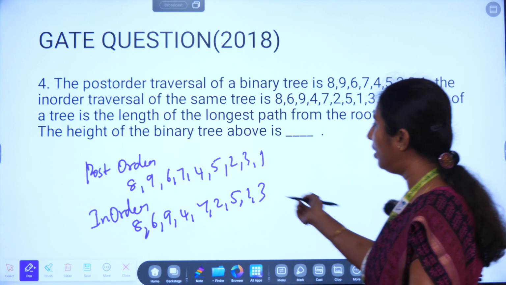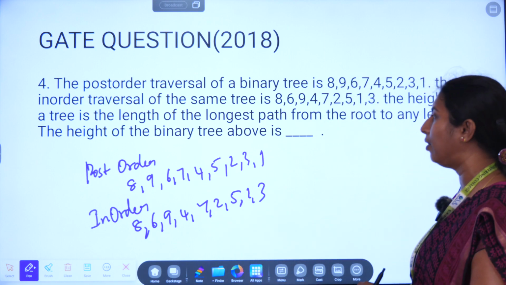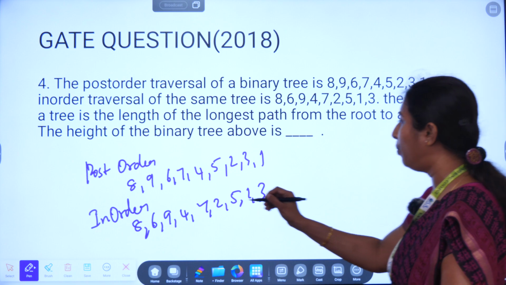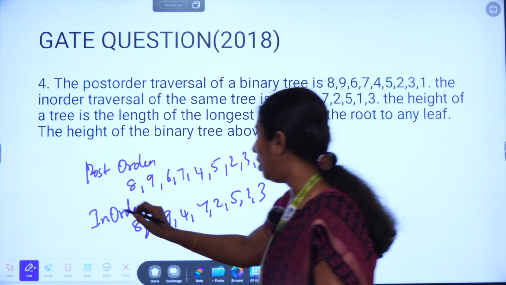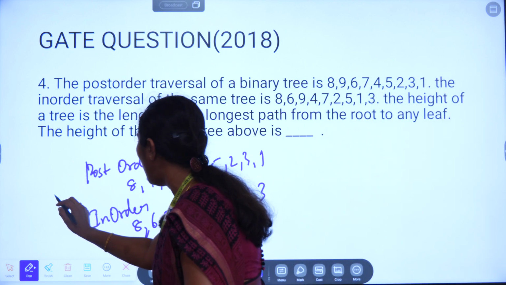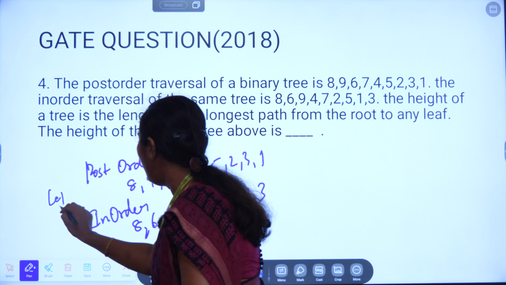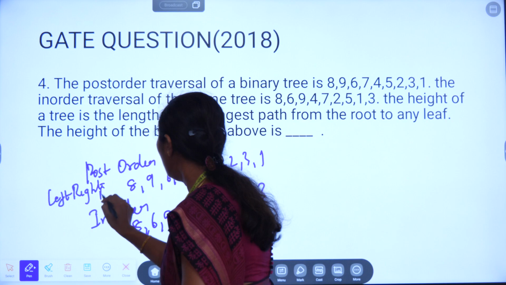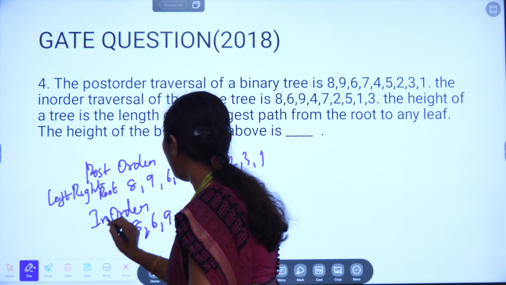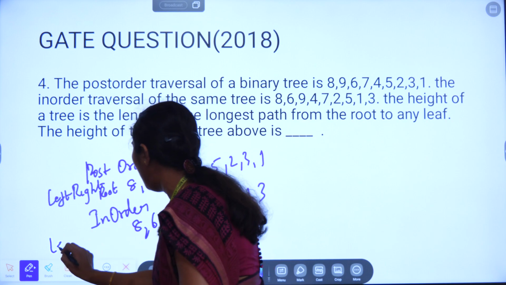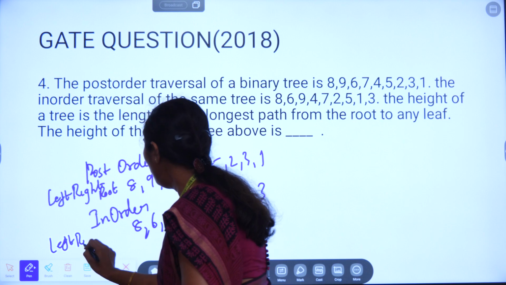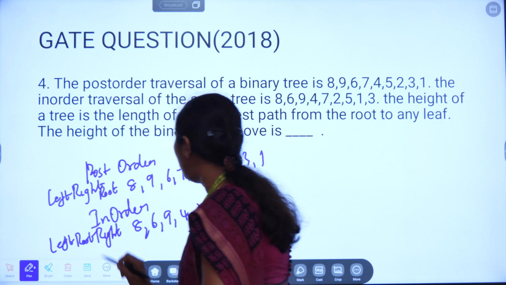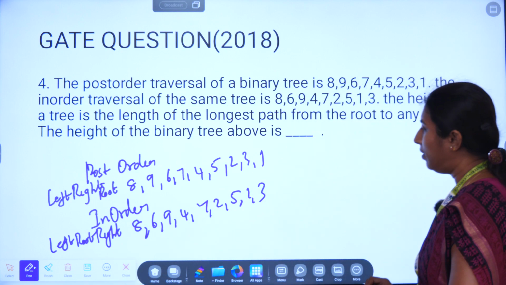After we have the tree, we are going to find the height of the binary tree we have constructed. So first we can start with post order and in order. The rule for post order is left, right and root. And for in order we are going to consider left, root and right. So with this we are going to go on with the tree.